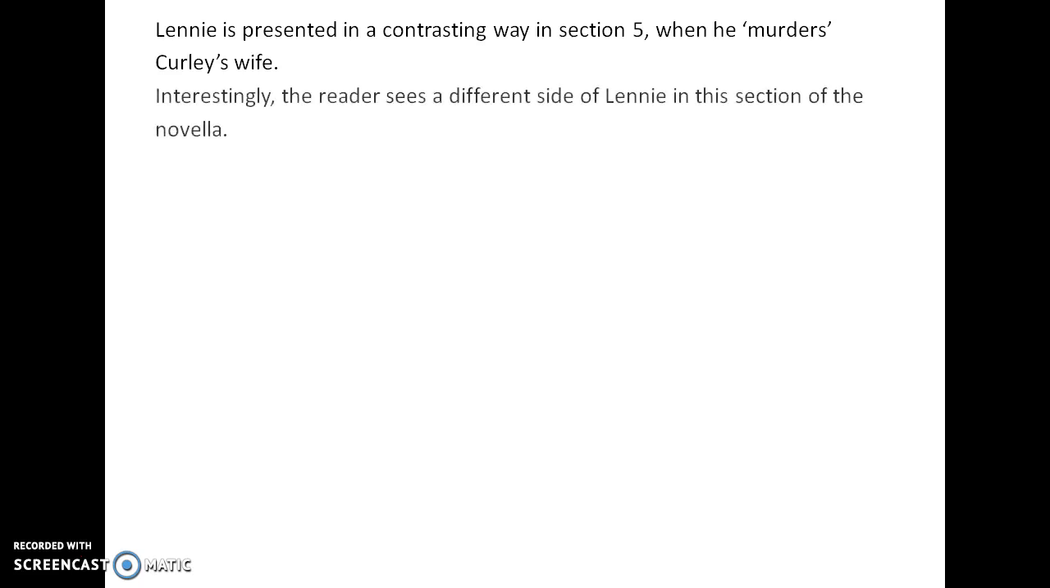Then I move on to introducing my first points. I've got to ensure that I refer to the key question words in my response. And the key question words here are Lenny, presented, and language. So we're going to see those pop up at various points. So interestingly, the reader sees a different side of Lenny in this section of the novella. I haven't yet made my point. My point is coming now.